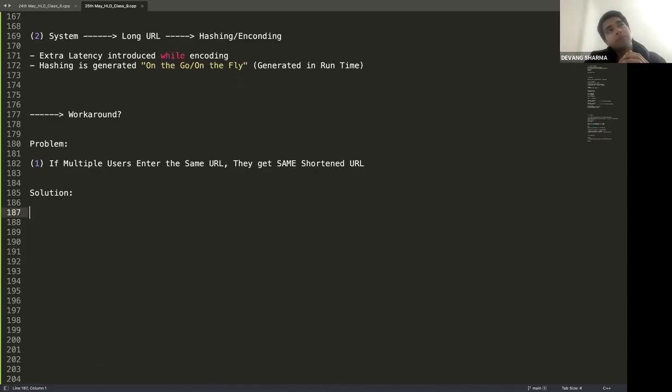When you say timestamp, what about the race condition in timestamp? What if two customers or two users try to create the same long URL at the same time? Come on, guys, quick in the chat.